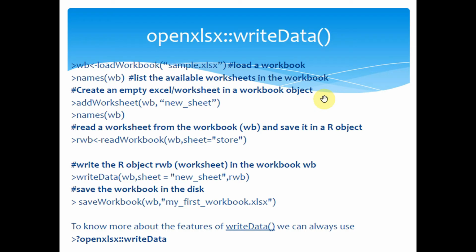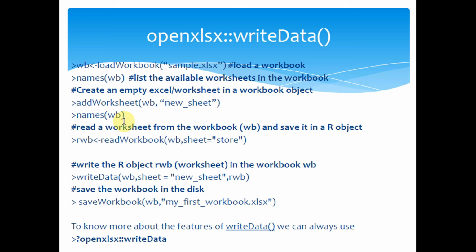First, let's load the workbook sample.xlsx. Type names and the workbook object name to list all the available worksheets in the workbook. Create an empty worksheet in the workbook object. Type addWorksheet, the workbook object name, then the new sheet name. Type names again to recheck whether the new worksheet has been added successfully or not.